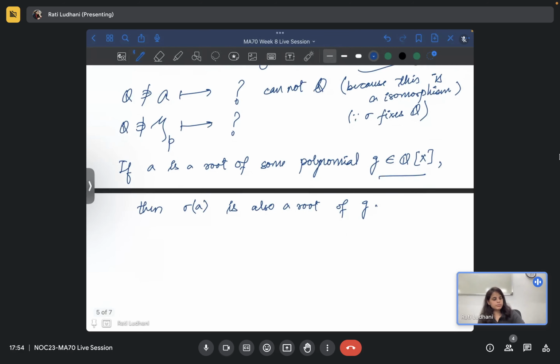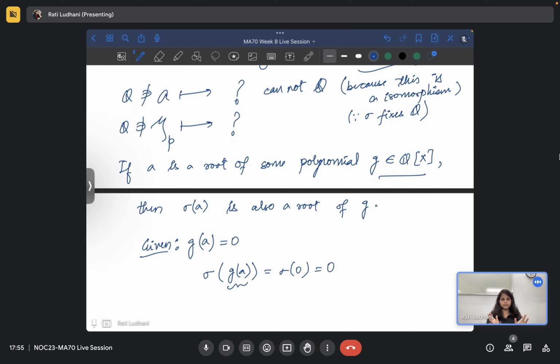a is a root of some polynomial g, that means g(a) should be 0, and the coefficients of g are coming from Q. So g(a) is 0. Now let's apply sigma to g(a). Since g(a) is 0, this will be sigma of 0, and you know that 0 maps to 0 because elements of Q are fixed. 0 belongs to Q, so sigma of 0 should be 0. So on one side we have this.